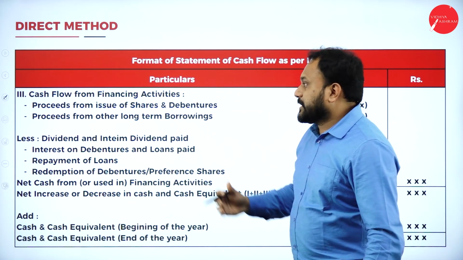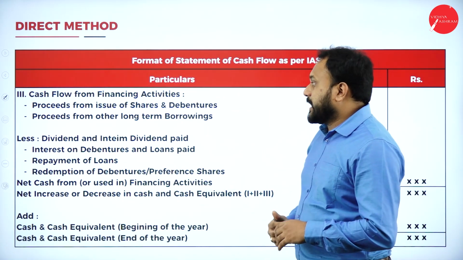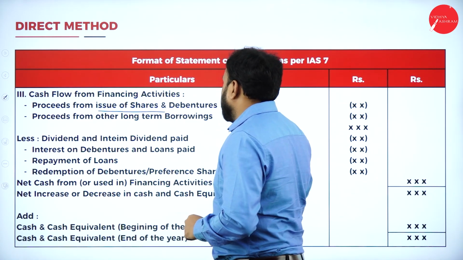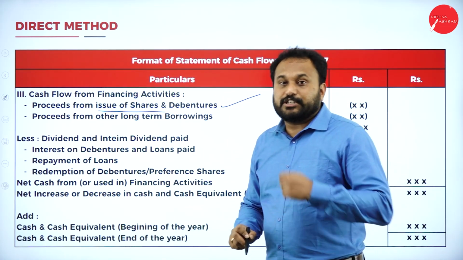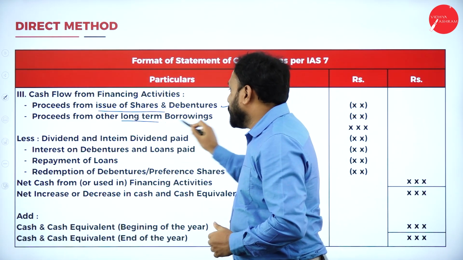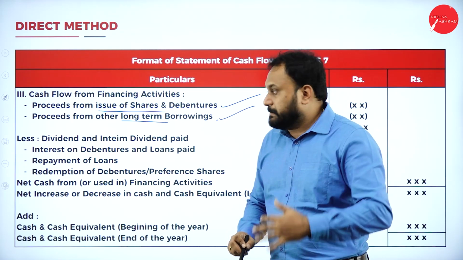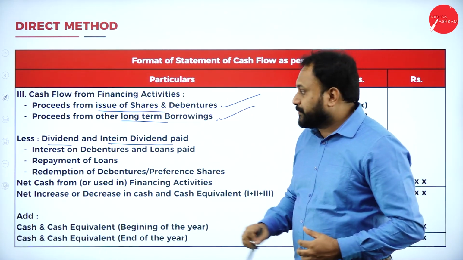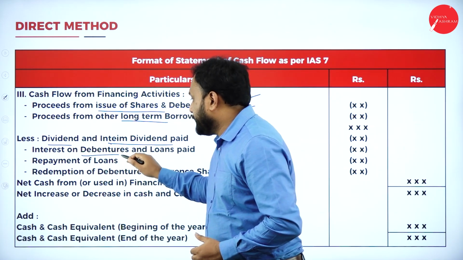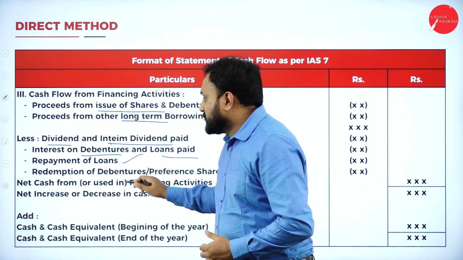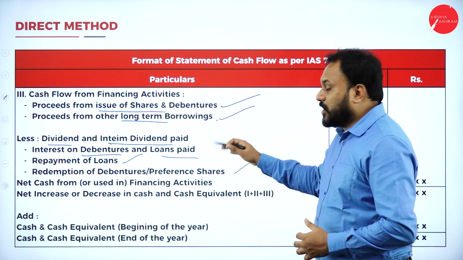Now when we go with the cash flow from financing activity, the first one here is proceeds from issue of shares and debentures. When we go with issue of shares and debentures, we get money. Proceeds from other long-term borrowings, again we get money. Less dividend and interim dividend paid. Next we have interest on debentures and loans. Then we have repayment of loans, redemption of debentures or preference shares.